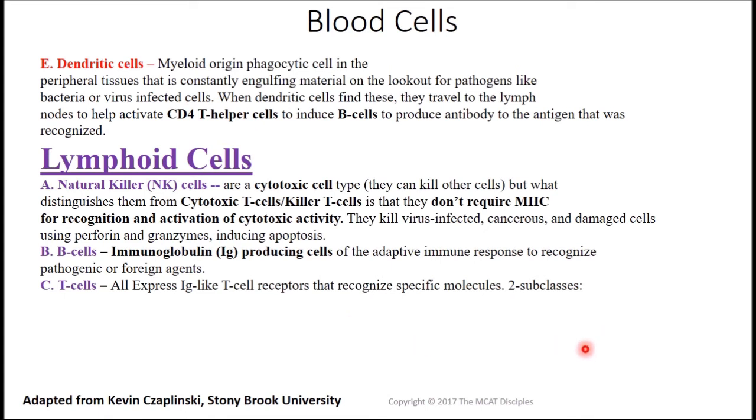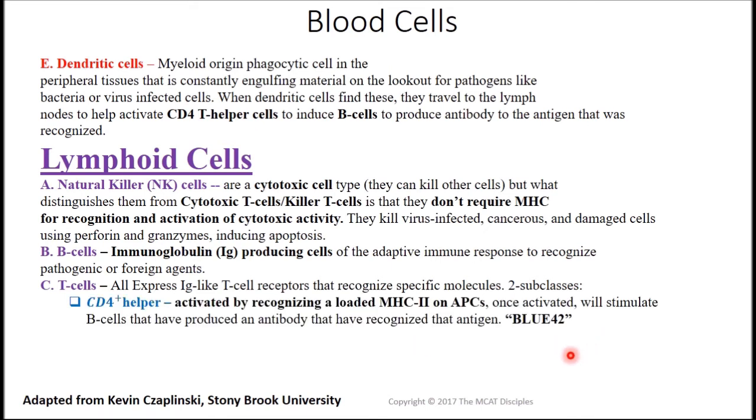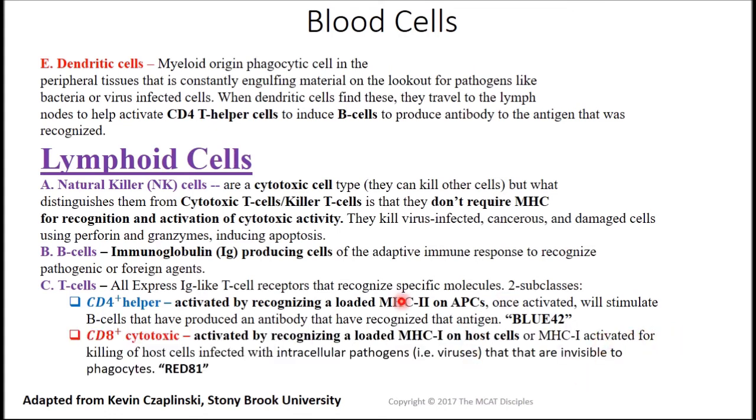They recognize specific molecules. Again, there are two major subclasses. The CD4 plus helper T cell is activated by recognizing a loaded MHC2 complex on antigen-presenting cells. Those antigen-presenting cells are the macrophage, the B cell, and the dendritic cell. Once activated, it will stimulate B cells that have produced an antibody that will recognize that antigen. Blue 42, that's a mnemonic, Blue 42. You want to understand it now, so I'm not going to go through it. I'll go through it another time.